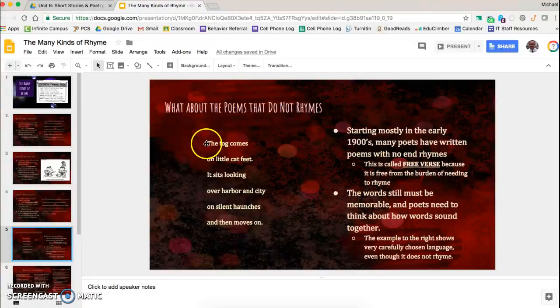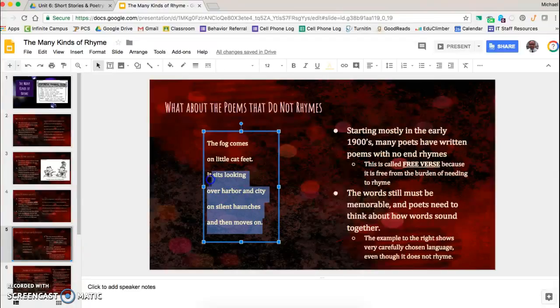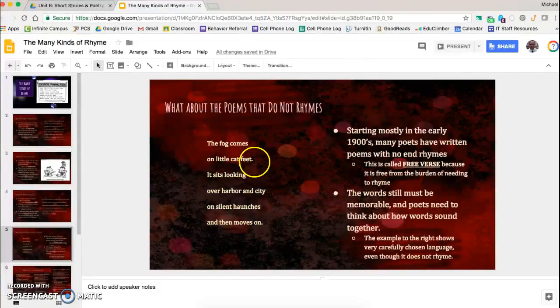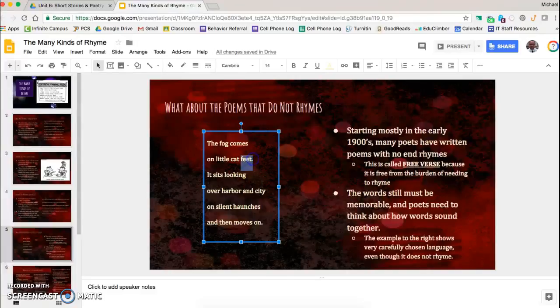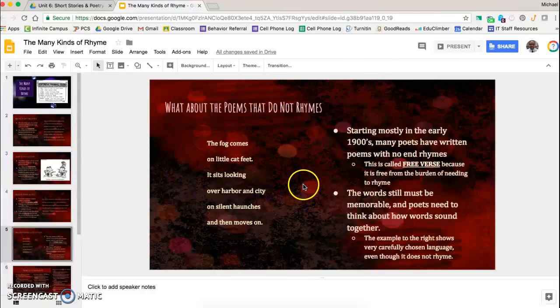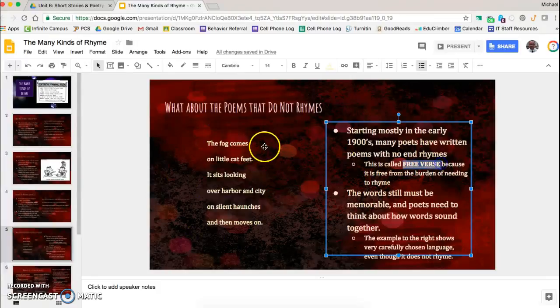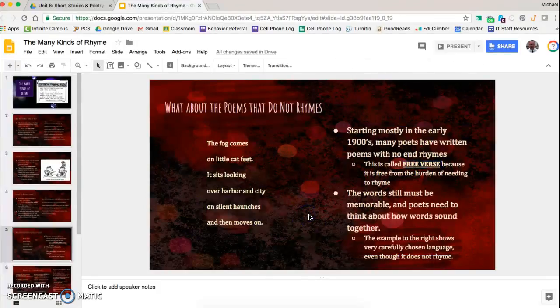So if you look at the example on the right, this is a poem by Carl Sandburg. The fog comes on little cat feet. It sits looking over harbor and city on silent haunches and then moves on. Okay, these were not carelessly chosen words. This is a very memorable image, but there is no actual rhyme in here. The closest thing we have is feet and city, which is really stretching it if you want to call that a rhyme. But there are many poems that are even further from this from having any kind of a rhyme. So this is another option. Again, we call that a free verse poem if it has no end rhyme scheme that you can find.